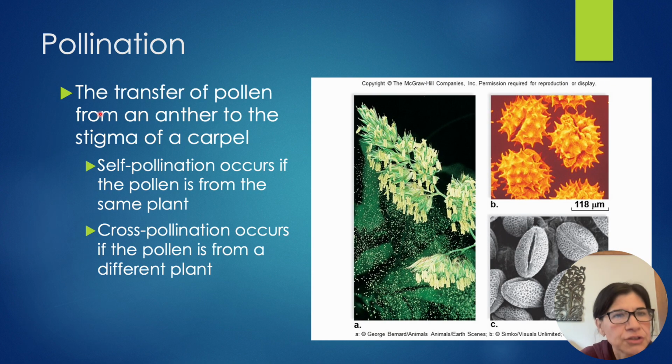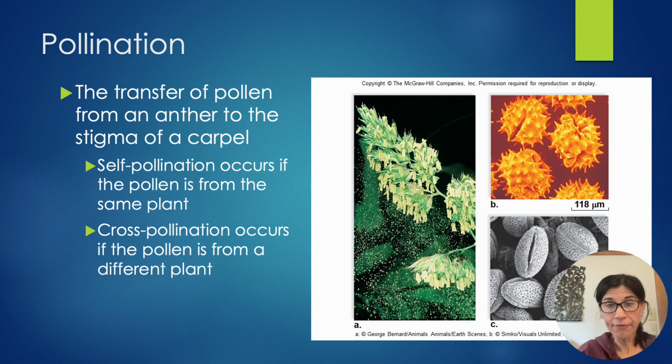So pollination is just the transfer of pollen from the anther to the stigma of the carpel, the sticky stigma. There's something called self-pollination. If it's the same plant, the pollen from the same plant is going on the stigma, or there could be cross-pollination when it's from different plants. Either one can occur.